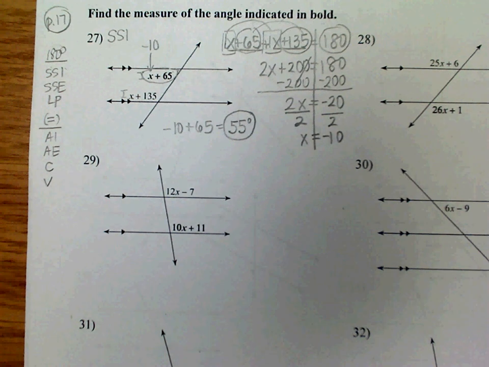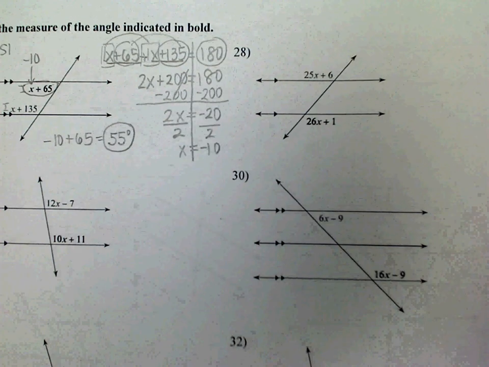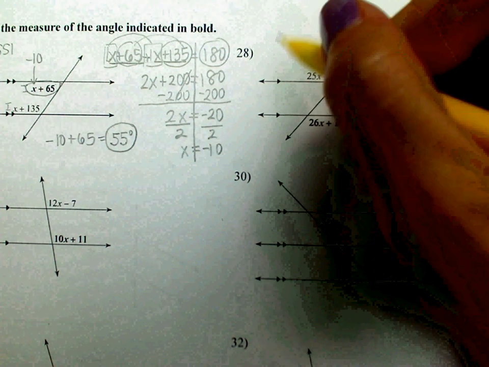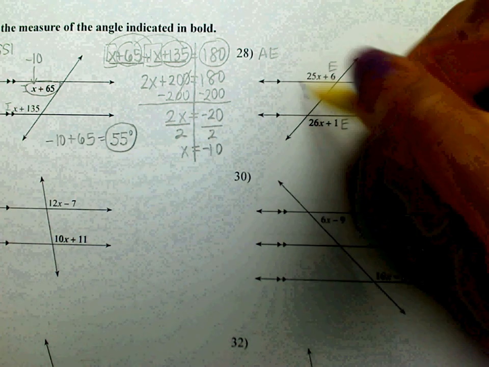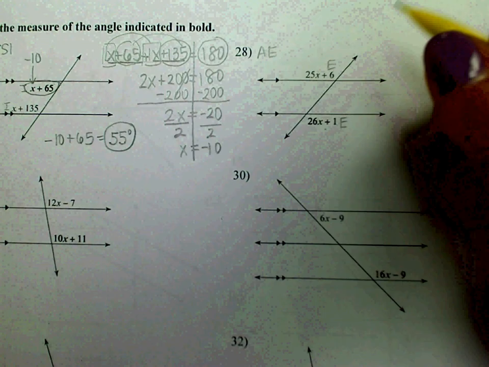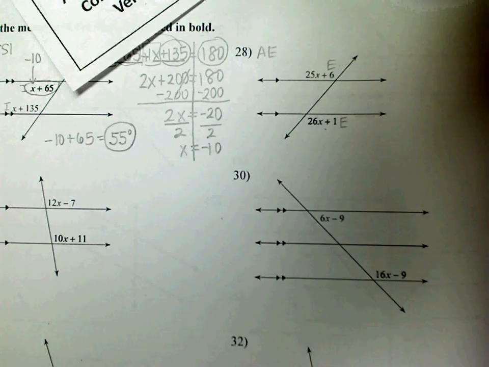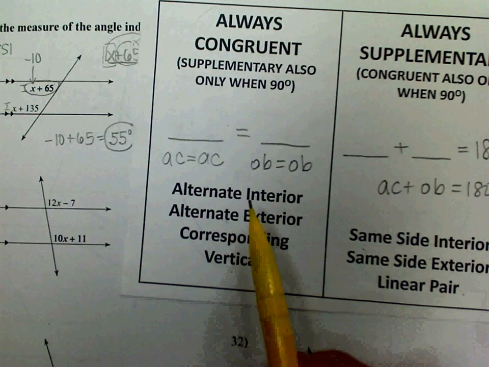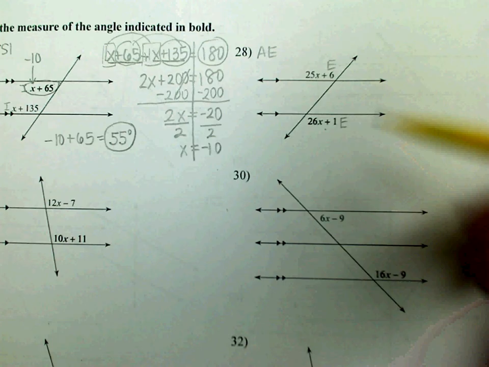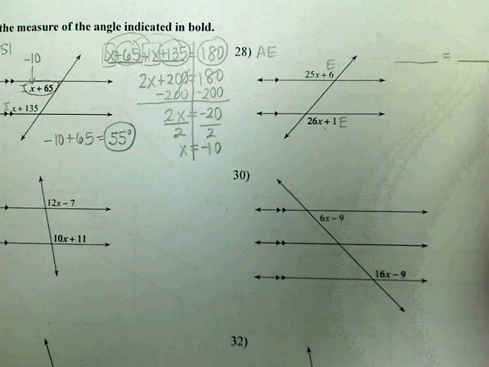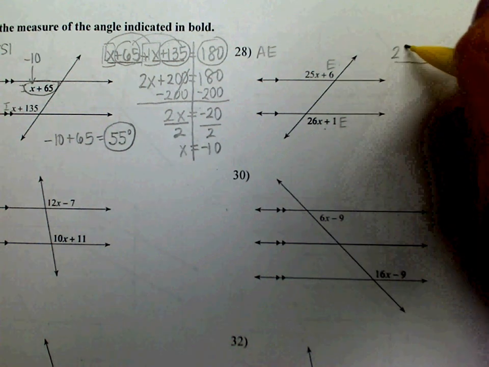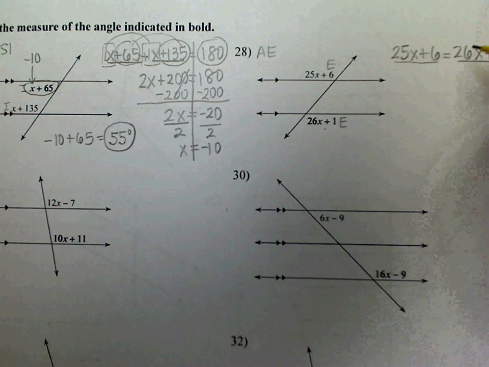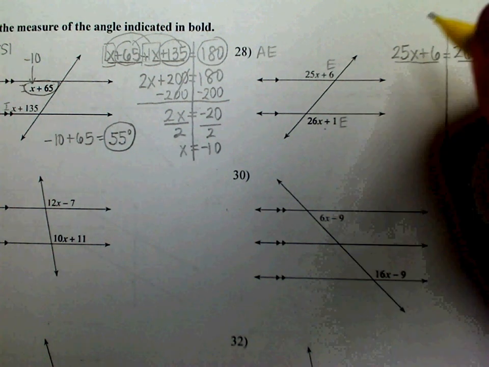Okay. All right, so number 28. These are alternate exterior angles. So if you see here, we've got exterior. And the reason they're alternate exteriors is because they're not on the same side, okay? So alternate exterior angles, if you remember, they are not supplementary, they actually equal each other, so they go over here. So we're going to set them equal to each other, blank equals blank. And then we put 25x plus 6, 26x plus 1. All right, box and circle.